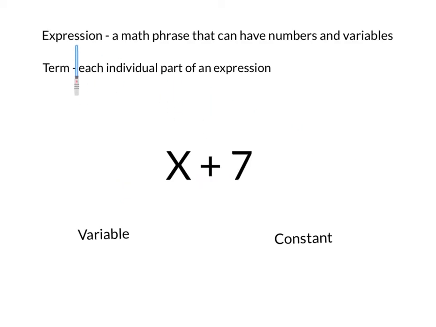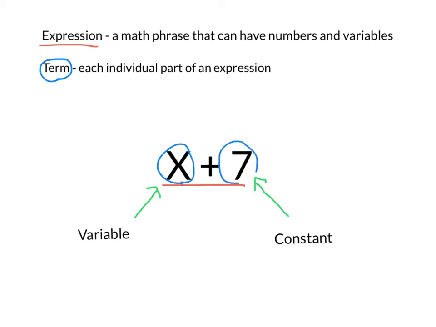Next up is an expression, a math phrase that can have numbers and variables. We have an example of an expression right down here, x plus 7. Notice that this expression has a variable, which is x, and a constant, which is 7. A term is each individual part of an expression. In this case, the terms are x and 7, each component of the whole expression.